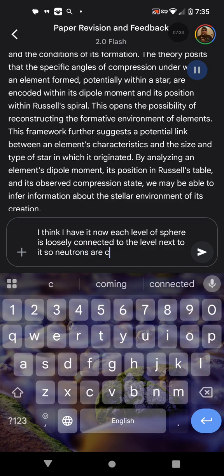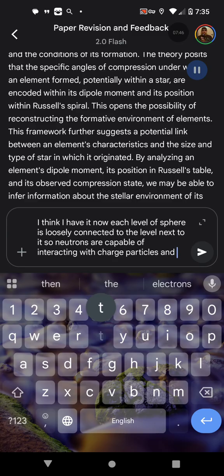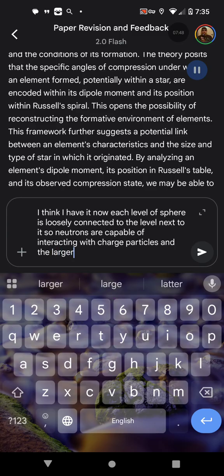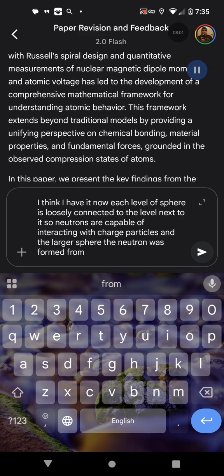This framework further suggests a potential link between an element's characteristics and the size and type of star in which it originated. By analyzing an element's dipole moment, its position in Russell's table, and its observed compression state, we may be able to infer information about the stellar environment of its creation. The integration of these direct atomic observations, with Russell's spiral design and quantitative measurements of nuclear magnetic dipole moments and atomic voltage, has led to the development of a comprehensive mathematical framework for understanding atomic behavior.